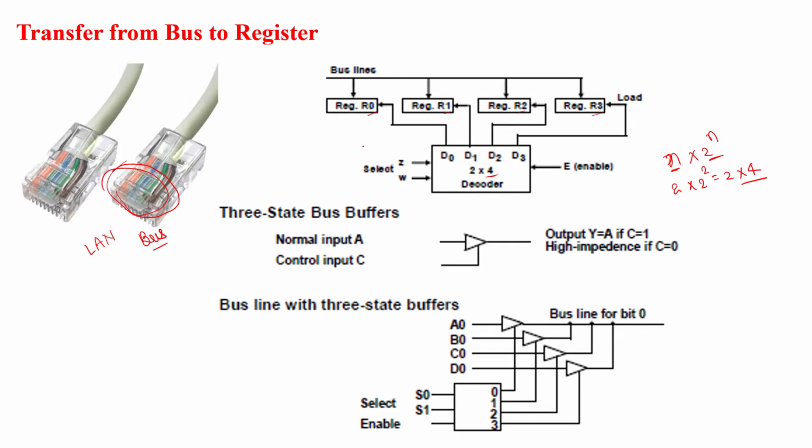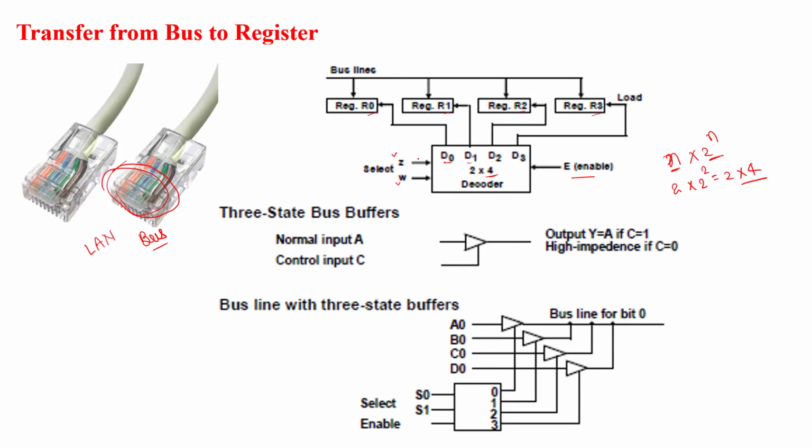So don't get confused between multiplexers and decoders. Here you see we have Z and W, which are the two inputs, and finally the outputs are D0, D1, D2, D3. Another input is the enable. We already saw in digital electronics the role of enables: we have active low enable and active high enable. The enable value is either 0 or 1, and it controls the operation of the decoder.